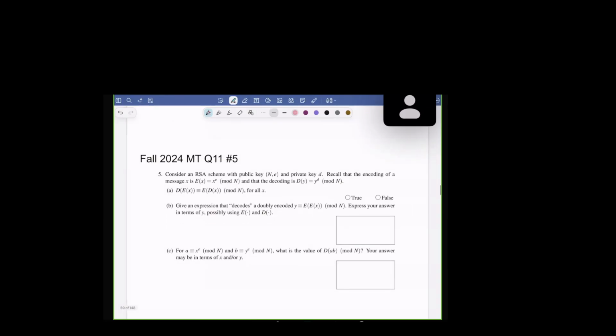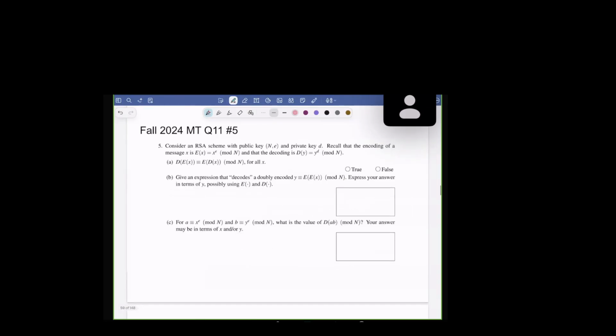So who would like to tell me for this question here? Consider an RSA scheme with this public key and this private key. Recall that encoding of a message x is this, and decoding is going to be D of y to the yd. So does this hold for part A? Yes or no? Using what we just proved. Any takers?